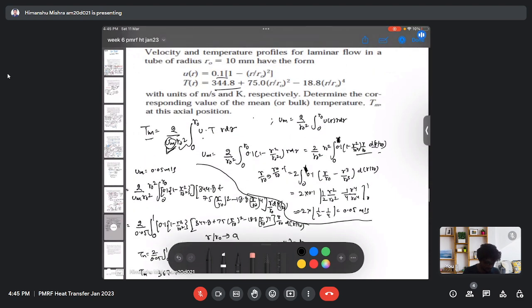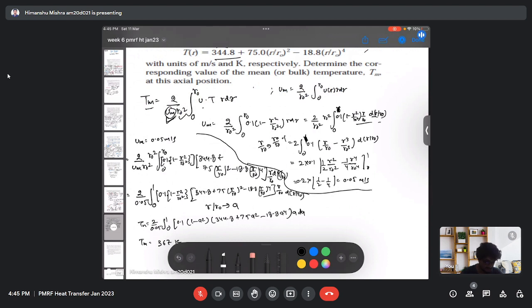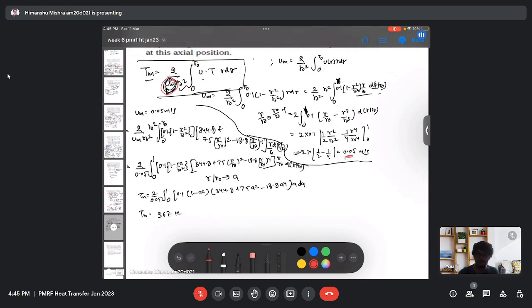So in this question, we were given the velocity and temperature profile, and asked to obtain the mean temperature. We just use the relation for the mean temperature here. First we solve for the mean velocity, and we got a mean velocity of 0.05. For the mean temperature, we just substitute the velocity and temperature profile in, let's say, equation 1 to get the mean temperature. So any doubt in this one?